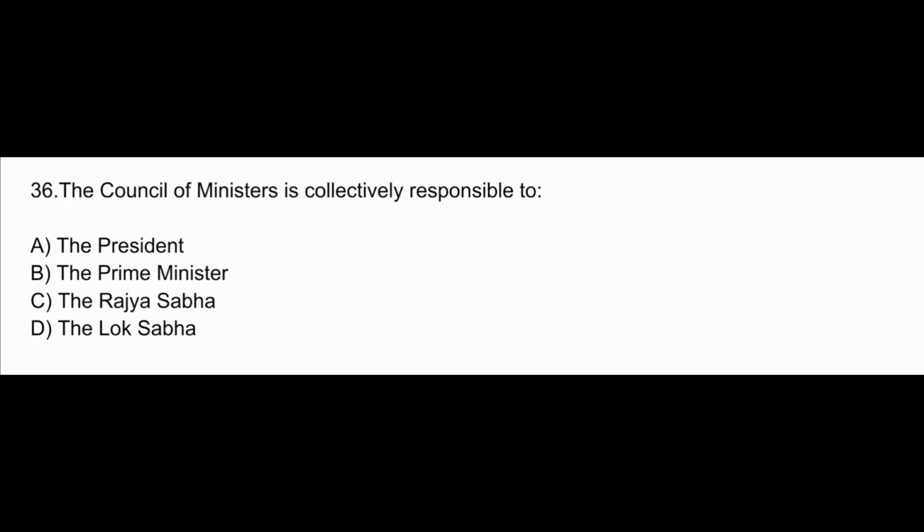Next question: the Council of Ministers is collectively responsible to option A, the President. Option B, the Prime Minister. Option C, the Rajya Sabha. Option D, the Lok Sabha.